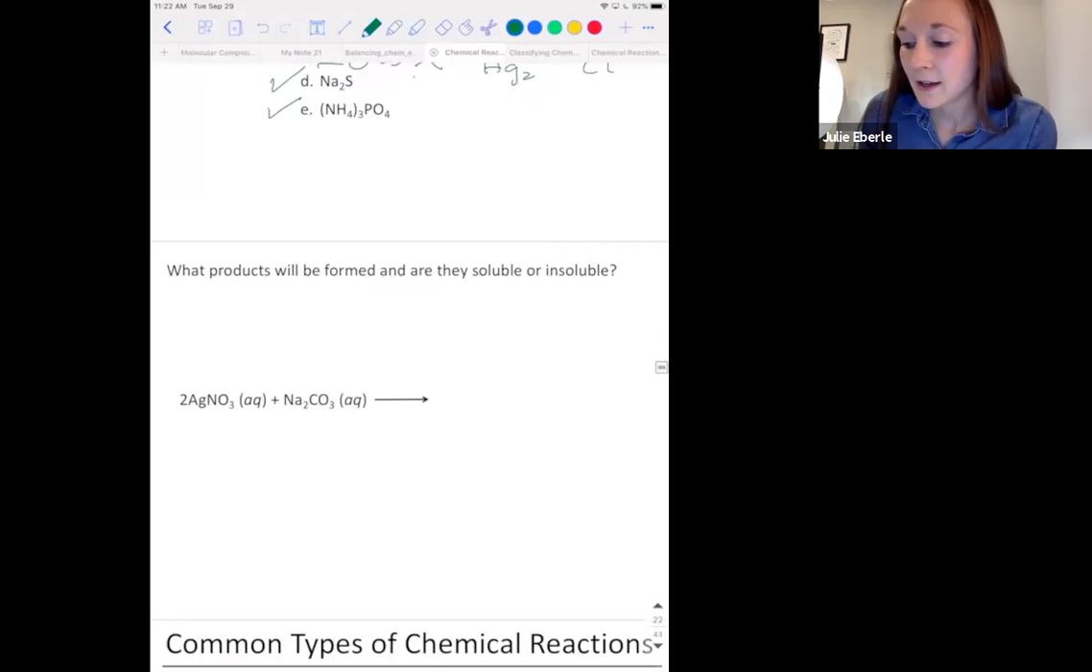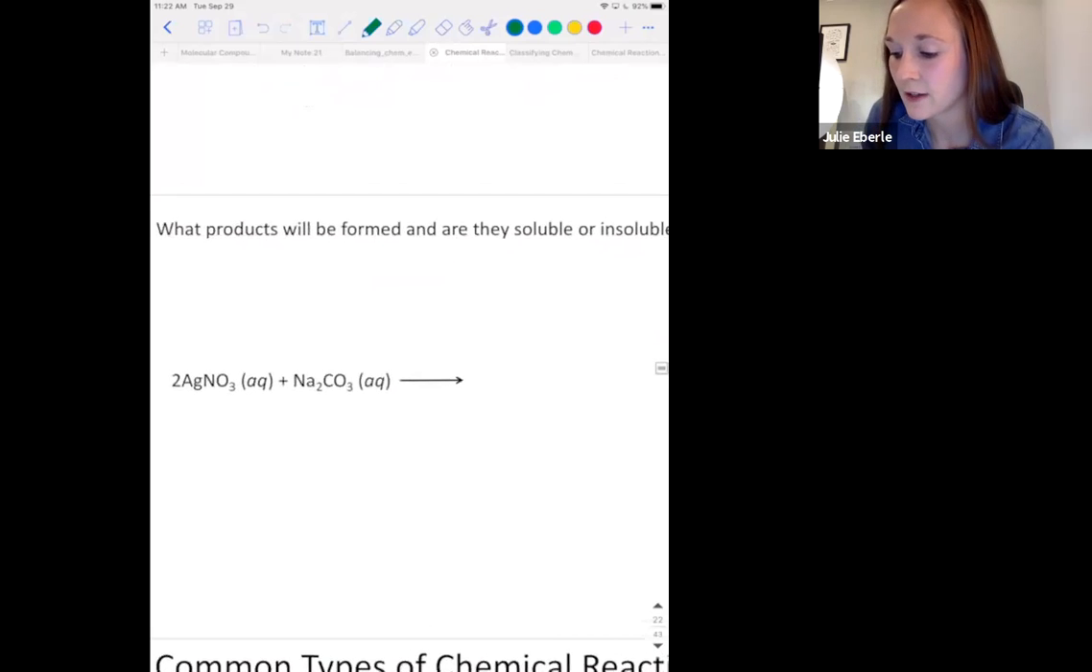I have a chemical reaction on this screen, and I want you to write the products. And I want to know, are they going to be soluble or insoluble? So look at your reactants here. We have silver nitrate, AgNO3, and we have sodium carbonate, Na2CO3. They are two ionic compounds, but they're both aqueous, meaning they're both soluble in solution.